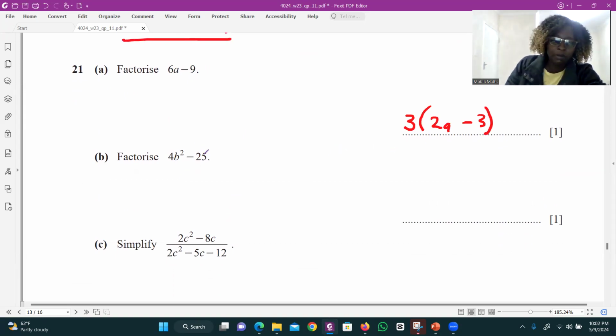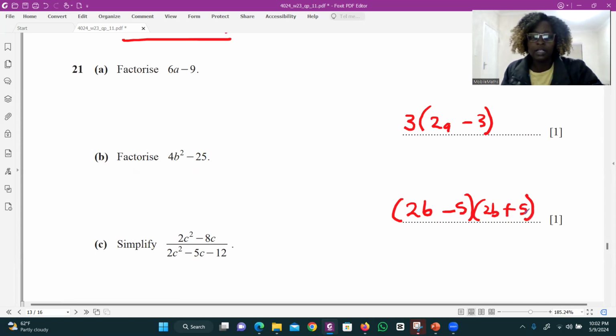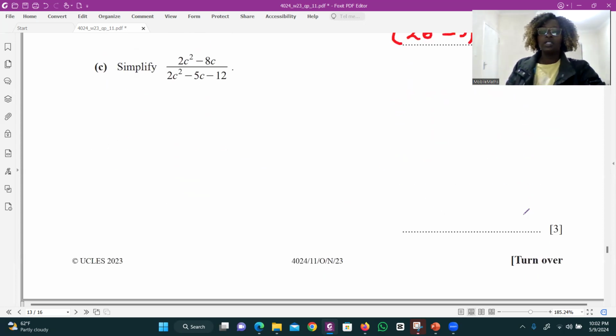Then the next one, it's a perfect square. We can simplify and say it's 2b minus 5, then we say 2b plus 5. Okay, like that. Let's move on. The next question is 3 marks.